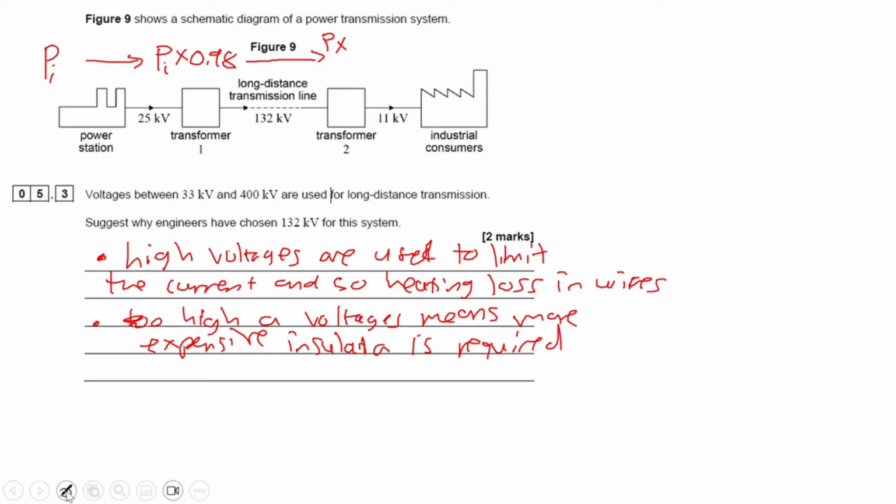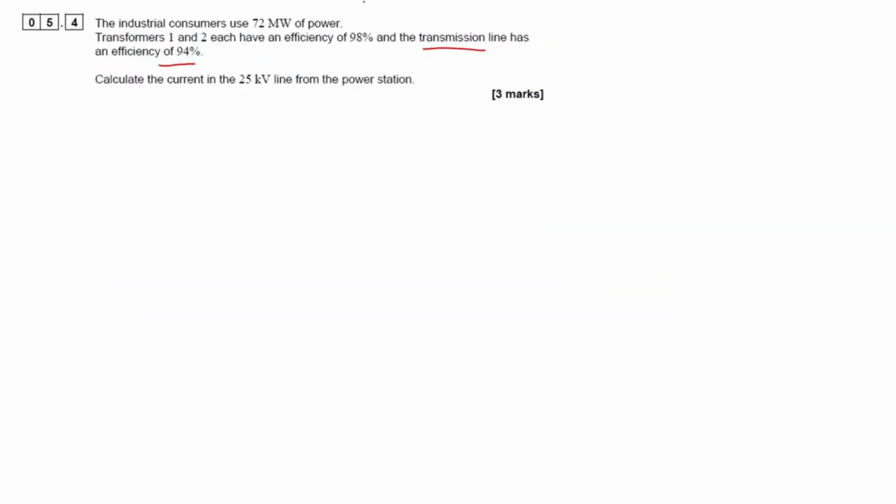So that decrease, we need to know, is by those percentage amounts said in the question. Okay, so if I just add this in here, we mean times 0.94. And then again, one more time in this transformer is times 0.98 again, before it gets to the consumer. The value of P equals, it says here, 72 megawatt power is what the industrial consumers actually get.